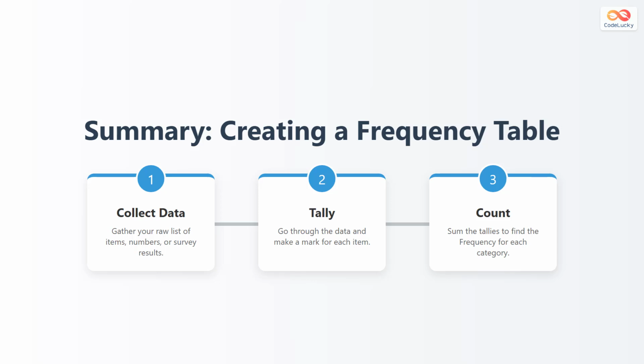To wrap up, remember the 3 steps. First, collect your data. Second, use tally marks to organize it. And third, count the tallies to find the frequency. You now have a clear, organized set of data ready for analysis.